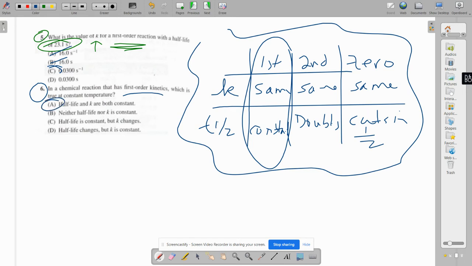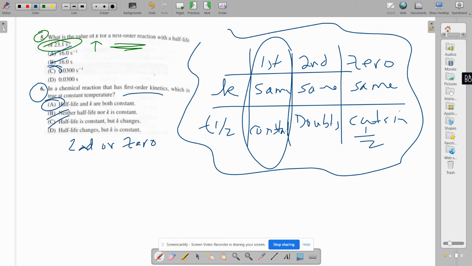Okay, B, I would say corresponds to none of the orders. C, half-life is constant, but K changes. Does not correspond to any of the orders. And half-life changes, but K is constant. So that would be, I guess, second or zero order would both fit that description. Okay. Alrighty, so that's number 6.